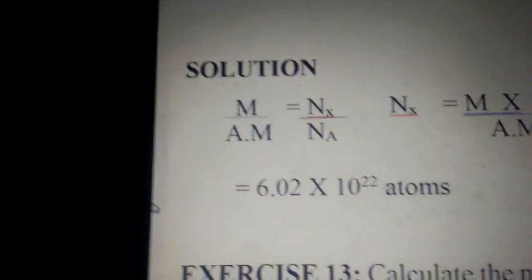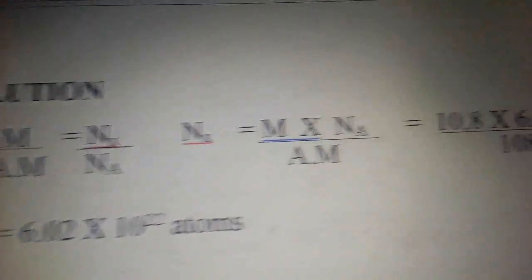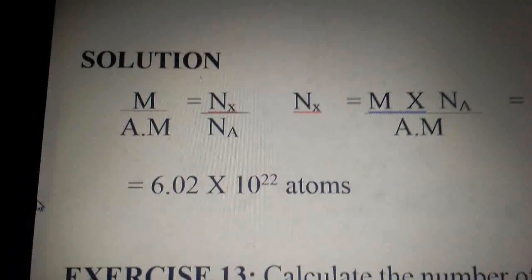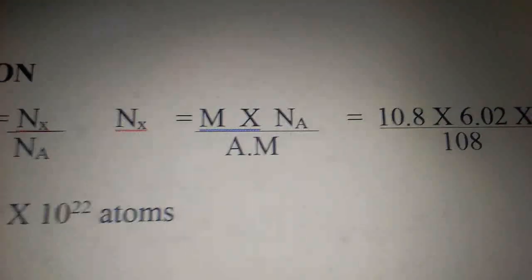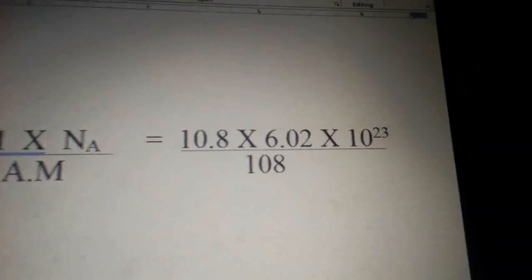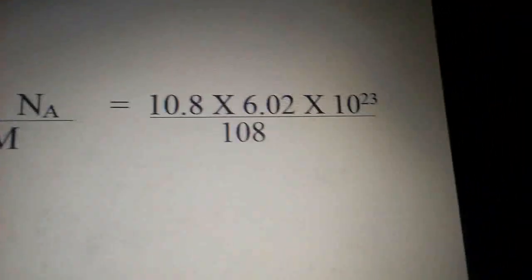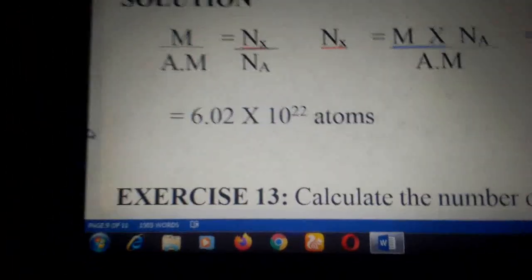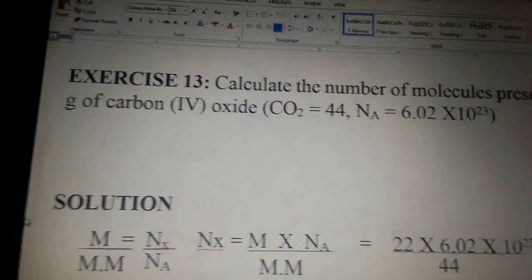Since we know everything here except Ns, the number of atoms, we make Na the subject of the formula by cross multiplying. We bring in the values. The mass of the silver is 10.8. The Avogadro's number is 6.02 times 10 to the power 23, given to you in bracket. The atomic mass of silver is 10.08, being monatomic. We solve. We now have 6.02 times 10 to the power 22 atoms of silver in 10.8 grams of silver bracelet.